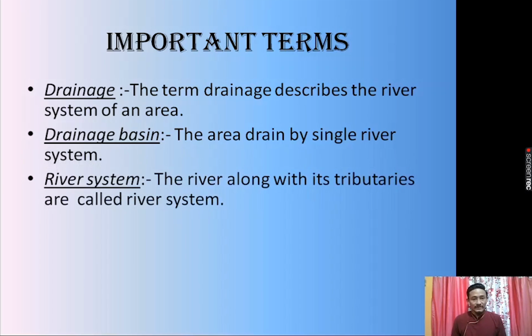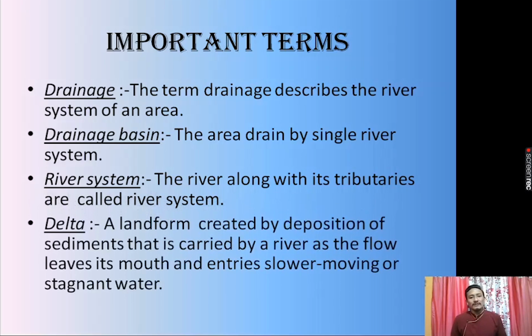Then we have the river system. The river along with its tributaries is called a river system. The river, from its source, is not so massive if we compare the volume of water in it. Gradually the small streams get joined, the volume of water increases, and that's how the river becomes massive.